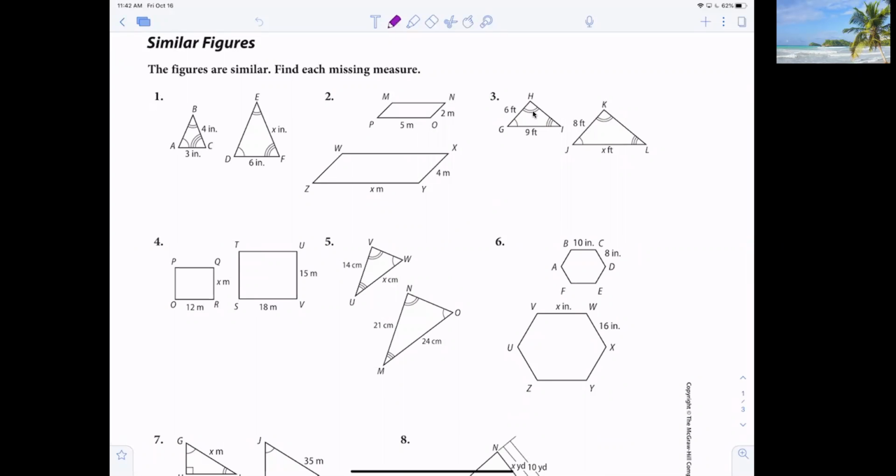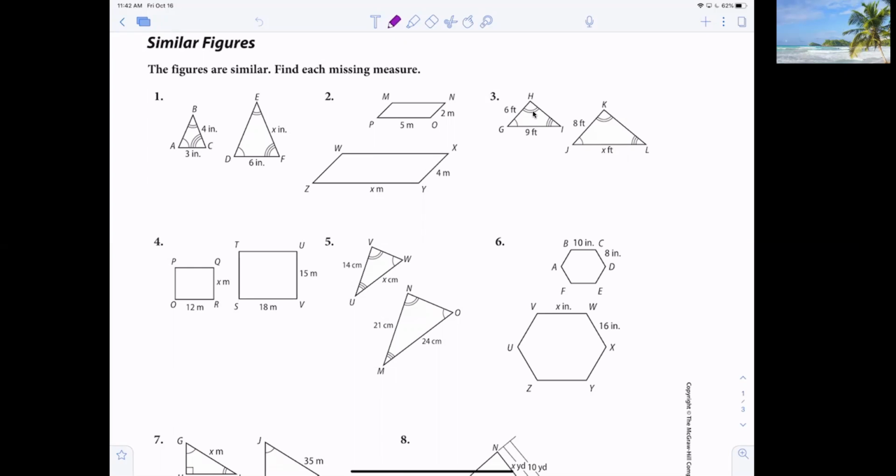All right. So everybody take a look at these shapes. These shapes are said to be similar. What does similar mean? Tell me. The same shape. They're exactly the same shape except what? They're smaller or bigger.